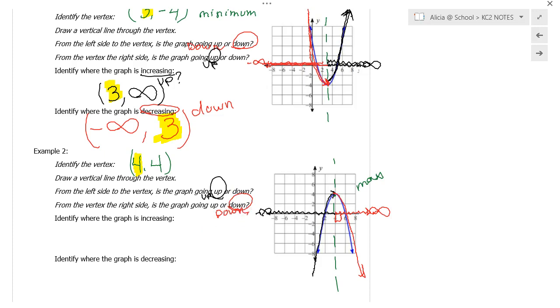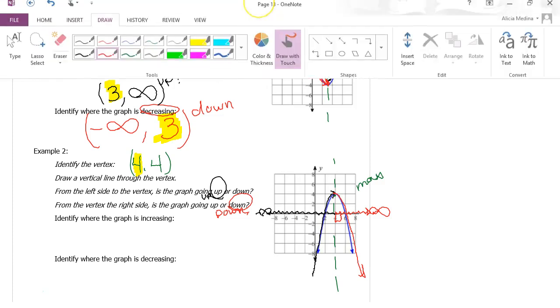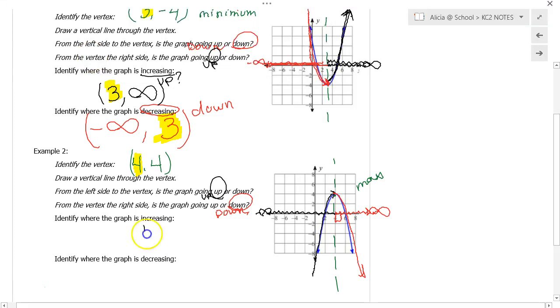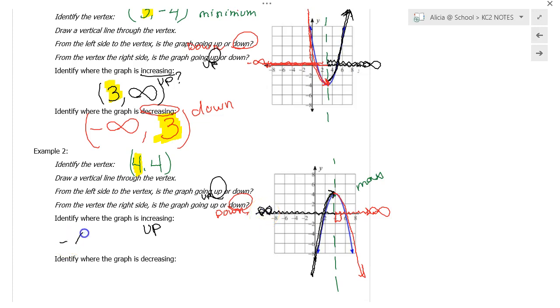Right now, we have to identify where the graph is increasing. So where was the graph going up? We just said that the graph was going up right here. And I have to use those x values. So read it like a book. Left side all the way over here at negative infinity, until we get to that x value of our vertex, which is right here at 4. Our graph is increasing. It is going up.